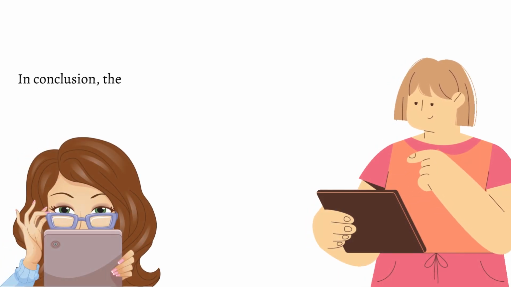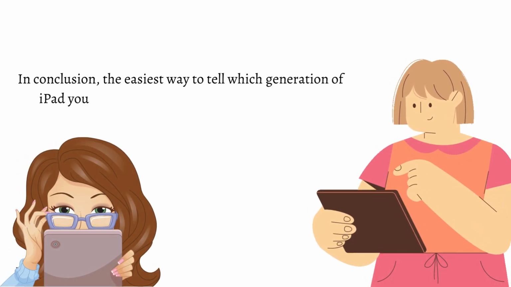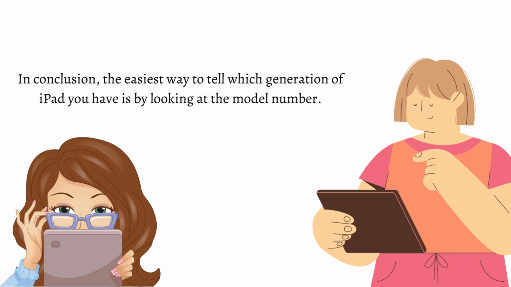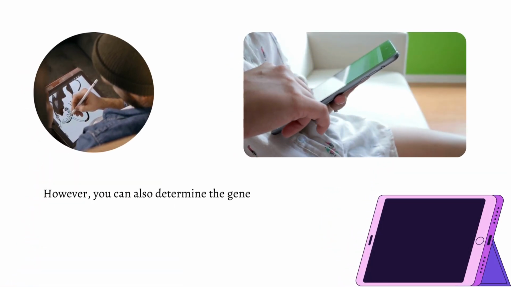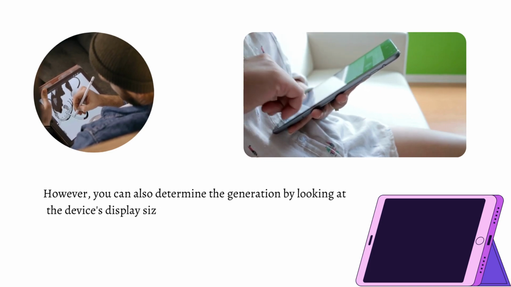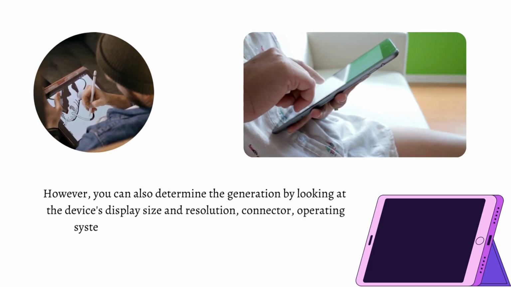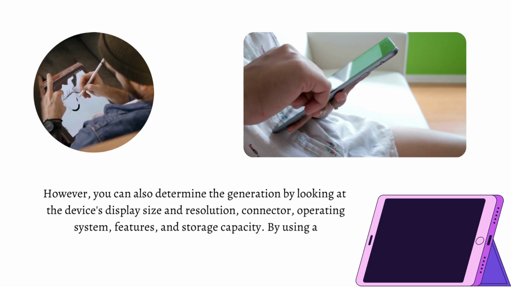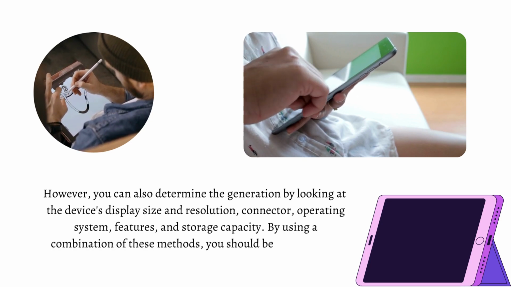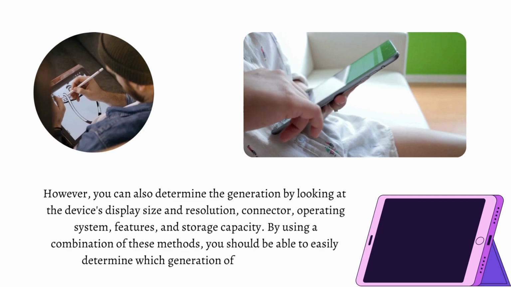In conclusion, the easiest way to tell which generation of iPad you have is by looking at the model number. However, you can also determine the generation by looking at the device's display size and resolution, connector, operating system, features, and storage capacity. By using a combination of these methods, you should be able to easily determine which generation of iPad you have.